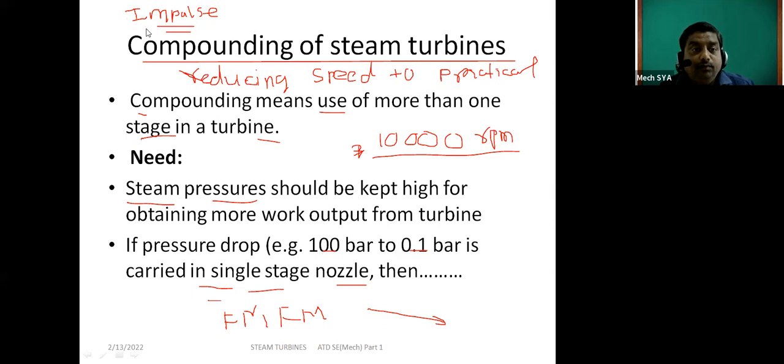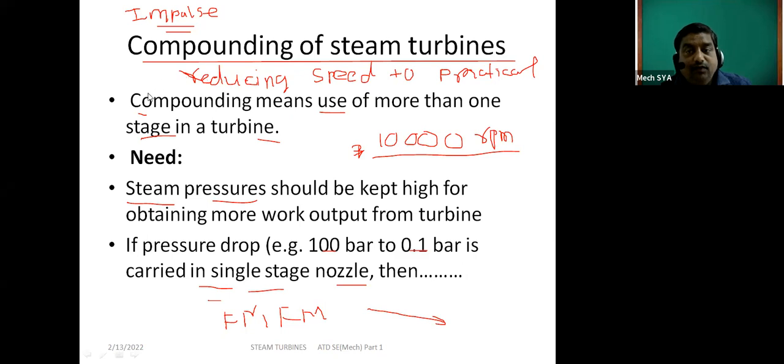Okay, then compounding of the turbine. Can anybody explain the compounding of the turbine? Compounding means what? Compounding is done only for which kind of turbine? Anybody of you? Okay, impulse turbine, correct. Asmi, that is correct. So compounding is done only for the impulse turbine.